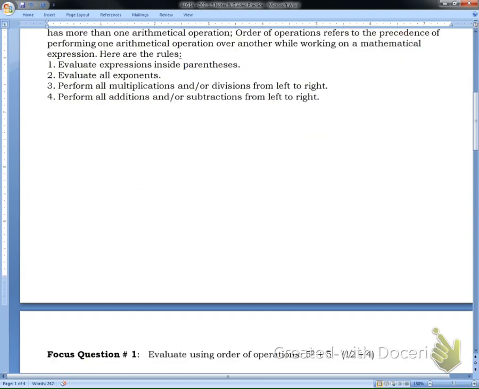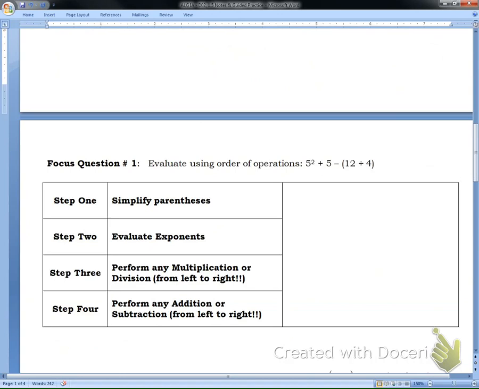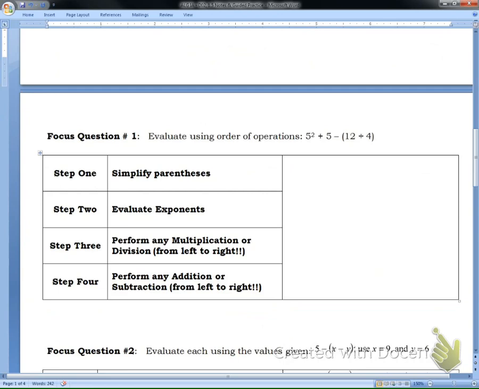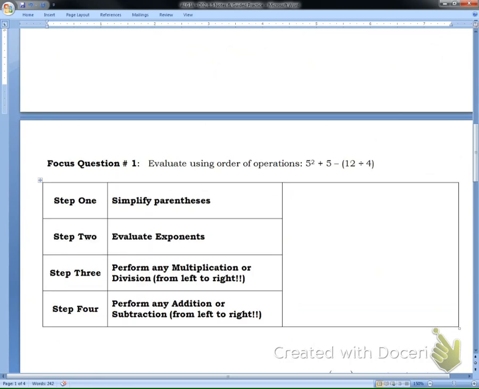So let's take a look at an example first. What type of expression do you see there? That 5 squared plus 5 minus 12 divided by 4. This is just like the type of problem we had in the previous lesson. This is a numeric expression because there's no variables. So we use our order of operations. You solve what's inside parentheses first. So I'm going to just copy the whole rest of the problem, but then solve what's in parentheses. 12 divided by 4 is 3.